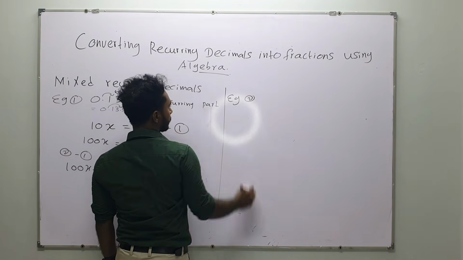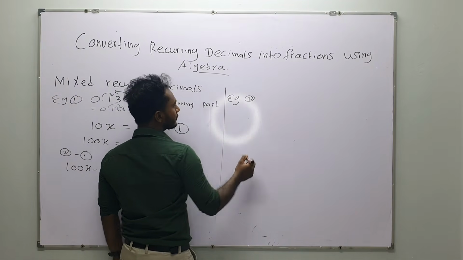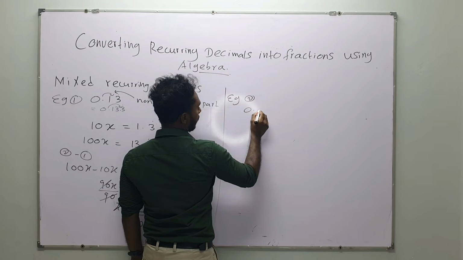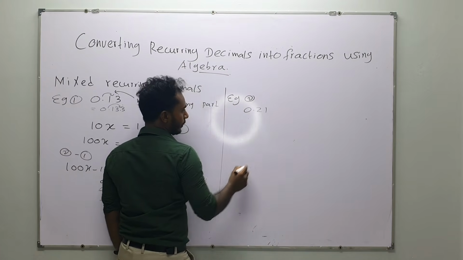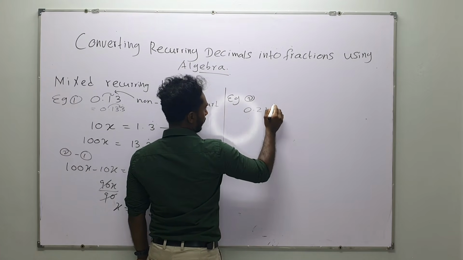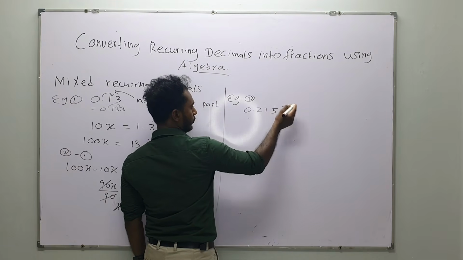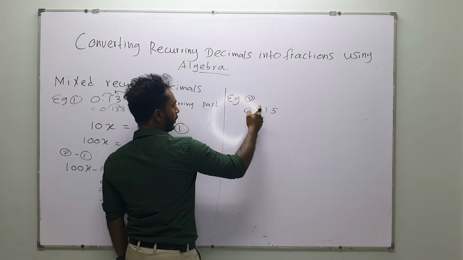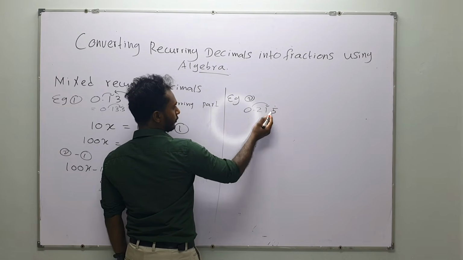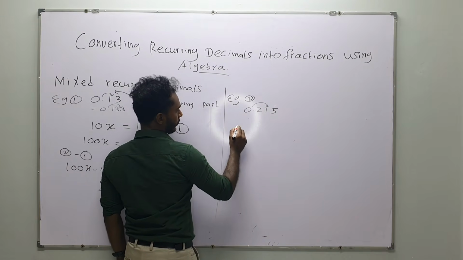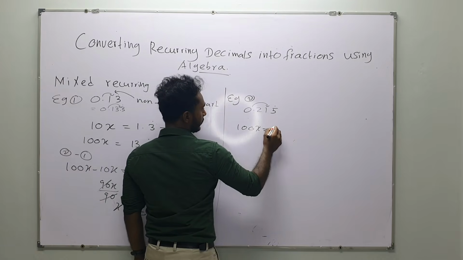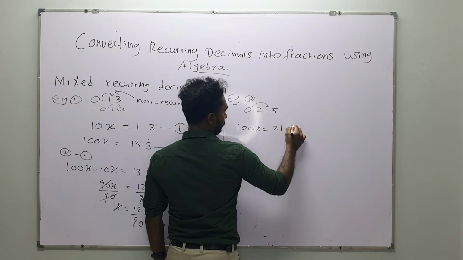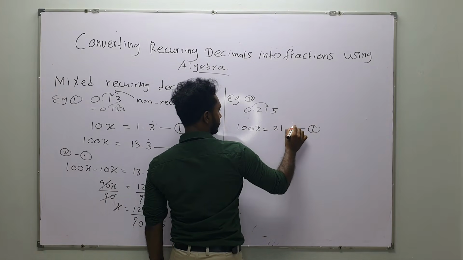Example number 2. Now let's take 2 digits that are not recurring, like 0.21 is not recurring, but again 5 is recurring like this. Or 5, 6, both could be recurring. You can take whatever you want. I will take 5. So first you have to multiply by 100. Why? You have to get the non-recurring part to the left. Then you write 100x equals 21.5 recurring. So this will be equation number 1.